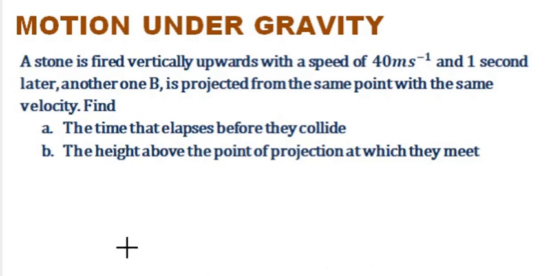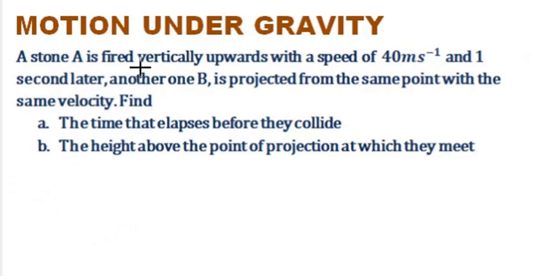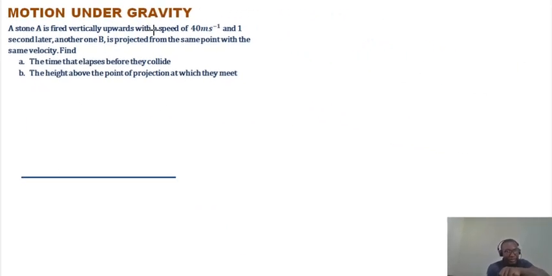Let's get started with a sketch diagram. A stone A is fired vertically upwards with a speed of 40 meters per second. So we're going to fire it from here, then it will reach the maximum point until it comes down to the ground. So this is the stone A. And 1 second later, another stone B is projected from the same point with the same speed. So we have stone B. This is the same point. So I'm to project it here.